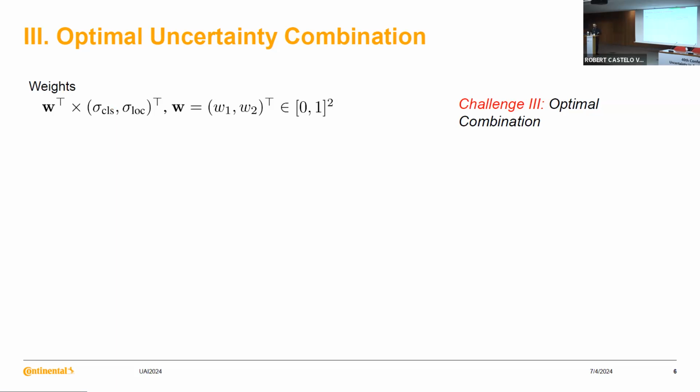So we said we have multiple uncertainties. Some of them are bound between 0 and 1 because they are probabilities. Others are between 0 and infinity, such as for the regression, for the localization. And so we don't want to normalize and add them together.